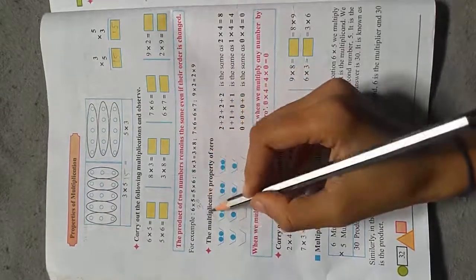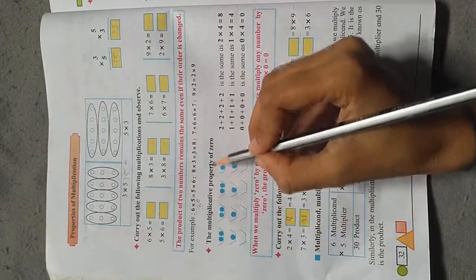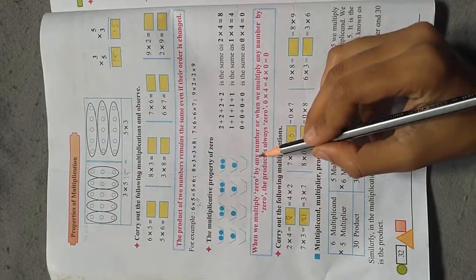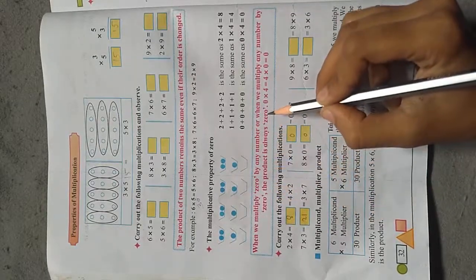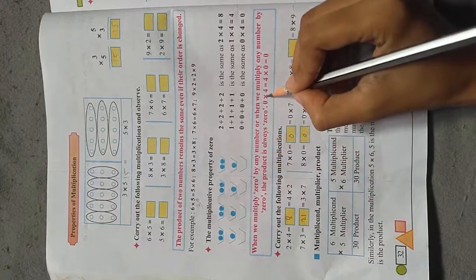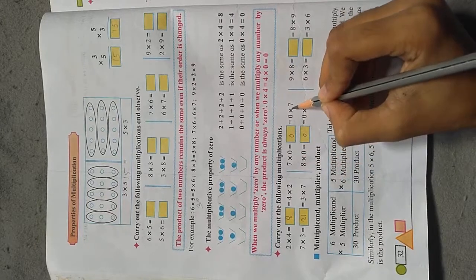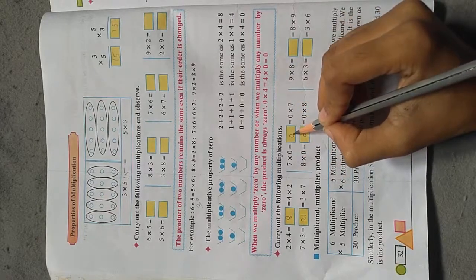Now see the next property, the multiplicative property of 0. When we multiply 0 by any number, or when we multiply any number by 0, the product is always 0. For example, 0 into 4 is equal to 0 and 4 into 0 is equal to 0. Look here, 7 into 0, 0, and 0 into 7 is also 0.